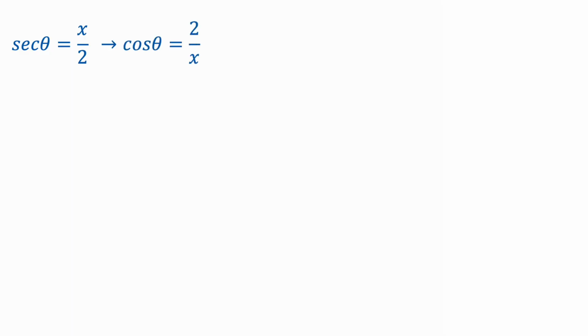Now, if the cosine is 2 over x, we need the third side. Cosine is the adjacent side divided by the hypotenuse, so 2 over x. The adjacent side is 2, the hypotenuse will be x. I'm going to write out the Pythagorean theorem. Do you see our triangle? We have the opposite side here, then there's the adjacent side, and of course the hypotenuse.